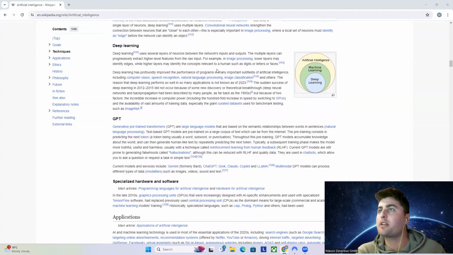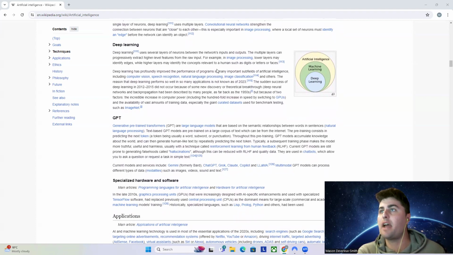Convolutional neural networks strengthen the connection between neurons that are close to each other. This is especially important in image processing, where a local set of neurons must identify an edge before the network can identify an object.